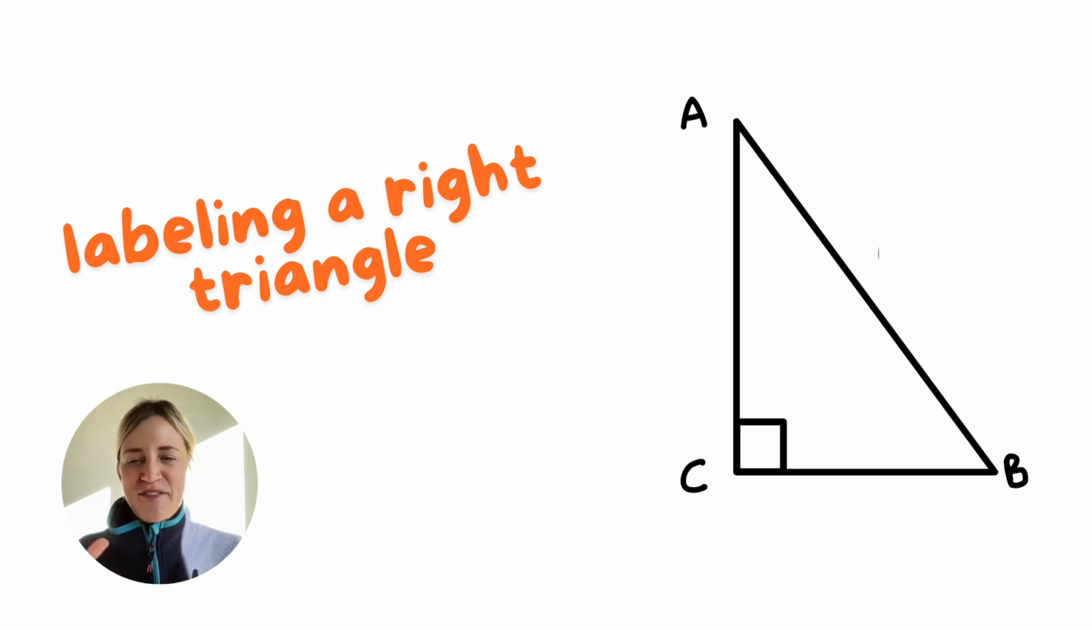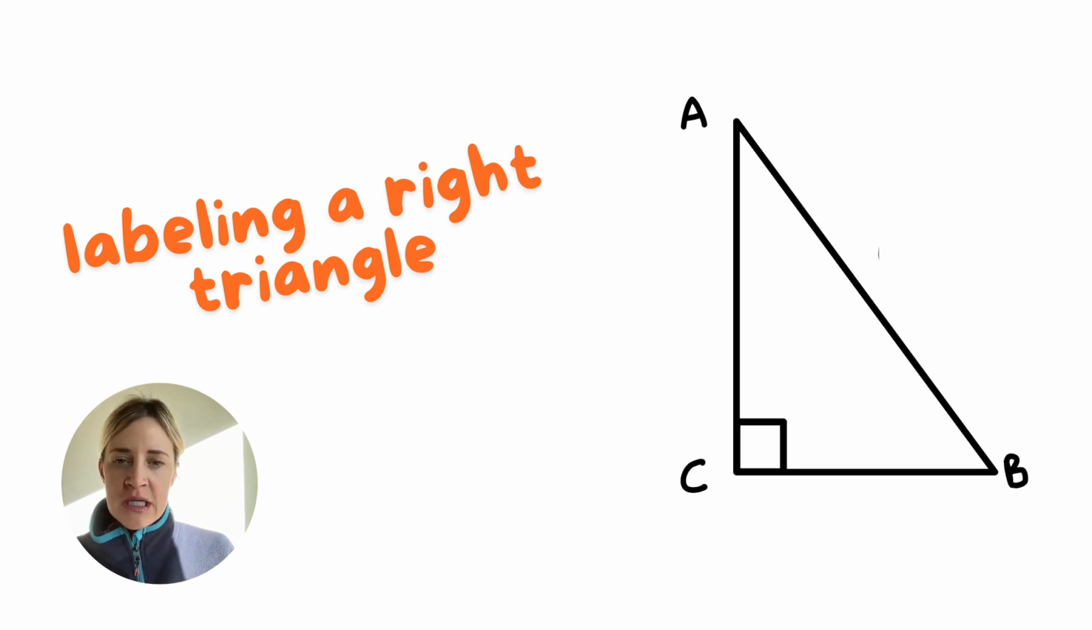So, the first thing I want to go through is labeling a right triangle. This triangle here, we know it's right because of the box, not because it's facing the right or anything like that. That box shows the angle measure of 90 degrees. So that's a right triangle there.